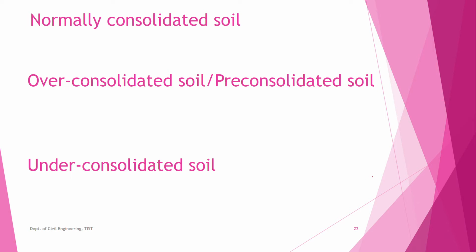For example, you have a soil, and I'm applying a load of an overburden pressure of 10 kilonewton per meter square to the soil. This 10 kilonewton per meter square is the maximum load to which this soil has been subjected. Then this soil is known as normally consolidated soil.